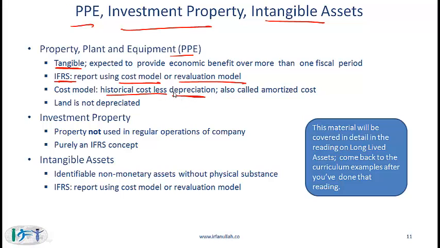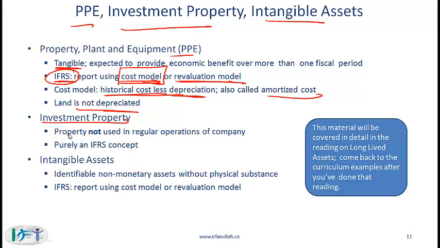That's the cost model. And this number, the historical cost less depreciation, is also called amortized cost. Land is not depreciated. Note that the choice between cost model and revaluation model is only provided by IFRS. US GAAP says that we are only allowed to use the cost model.